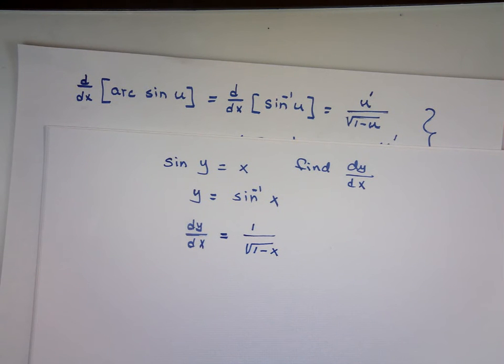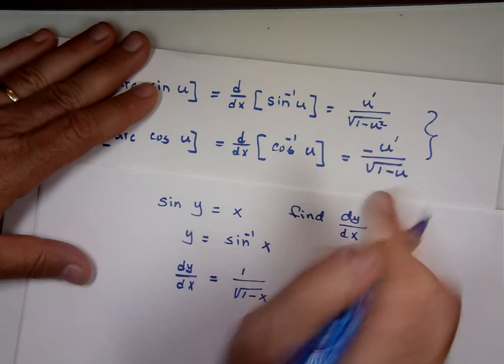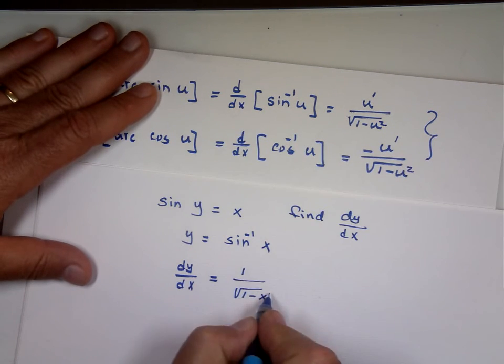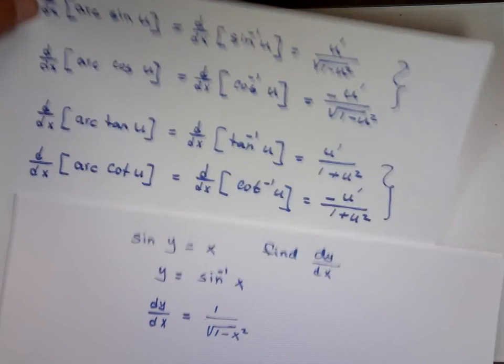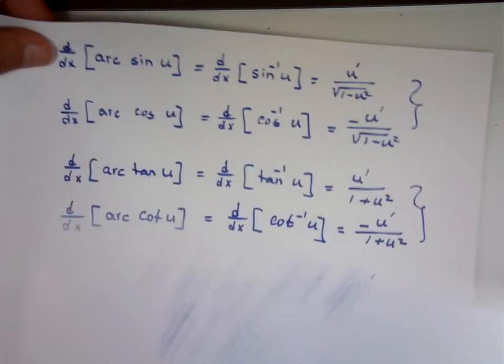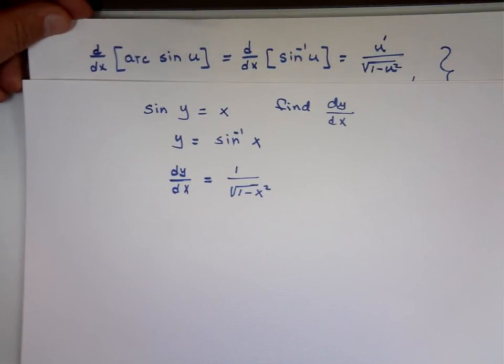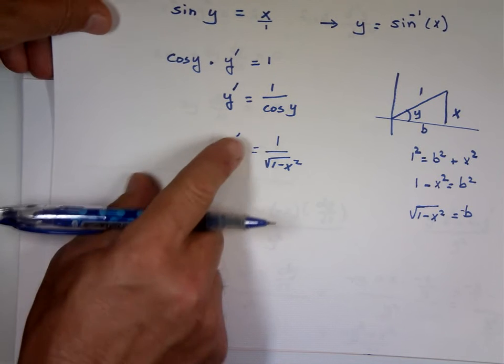I forgot to write squared on both of these. Make sure you put this squared there. All these have a squared in them. I forgot to write the square on that one. Let's see if that's the answer we got early. Is that what we got early when we did the math? 1 over square root of 1 minus x squared.